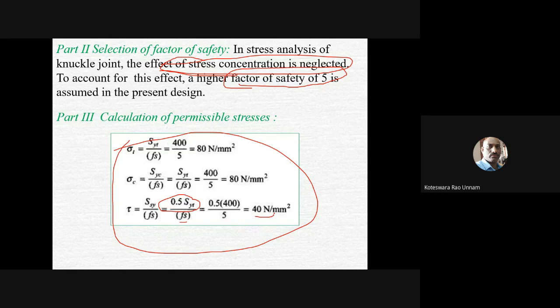Once you have done that, the remaining procedure you will get in the data book. Even these material properties you need to pick from the data book only. Yield strength you have to pick from the data book. If you go to the second unit in the data book, the material properties are given for all the materials. You choose a particular material generally used for this knuckle joint, then based on that you identify the values.